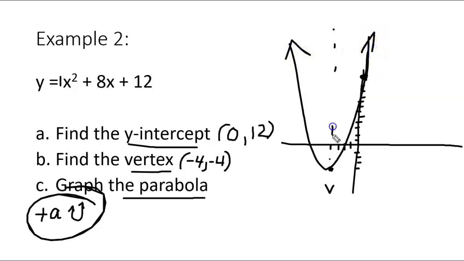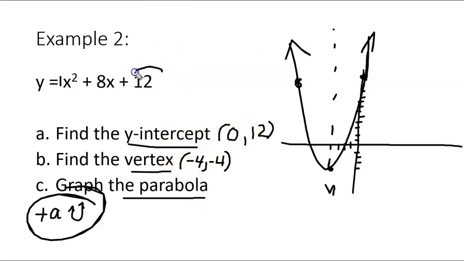And it should be symmetrical. So we would imagine there'd be another dot over here right across from that midline, so that we have a nice happy face parabola. Okay, so there it is. We have our y-intercept, our vertex, and our parabola.